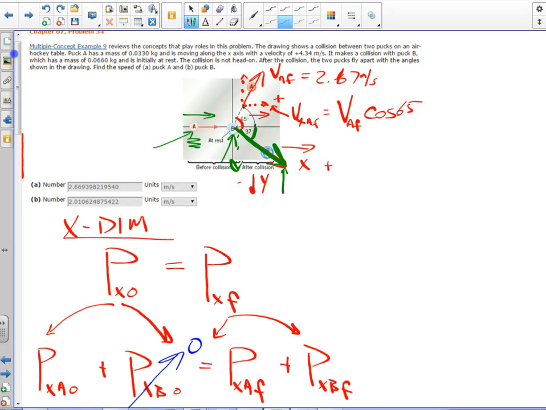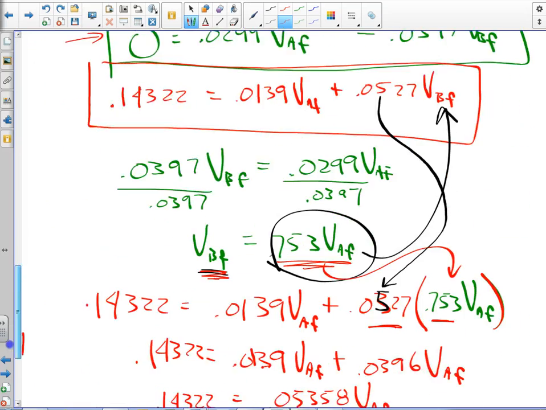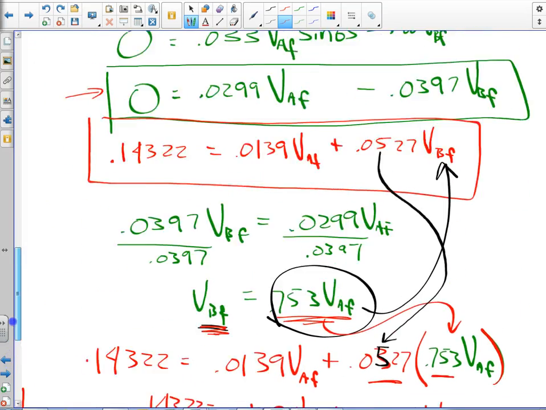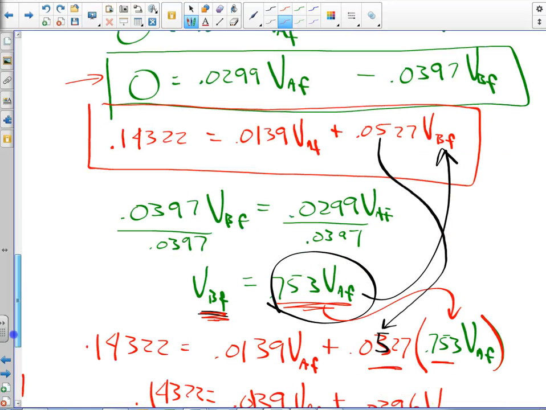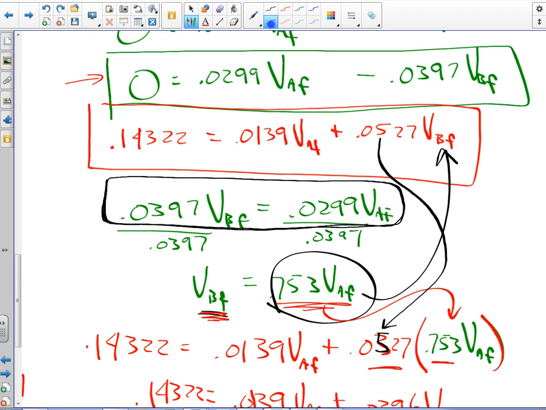Now, for B's final velocity, we just got to plug her in. So we're going to take it, plug it back into, let's do this. Take a look at this right here, just inside the box. Don't worry about whatever I divided both sides by. So we're going to take that and use it.